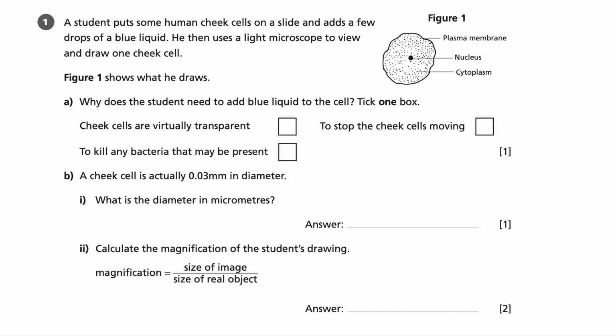Tick one box. Making sure we're only using one box. Let's have a look at the three answers. Cheek cells are virtually transparent. To kill any bacteria that may be present. To stop the cheek cells moving.